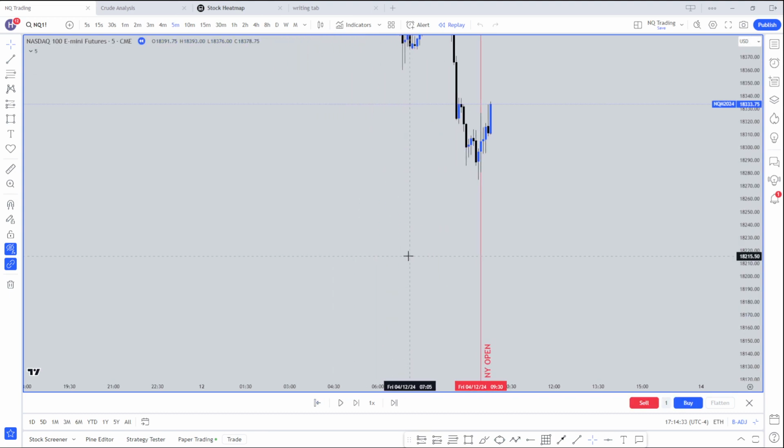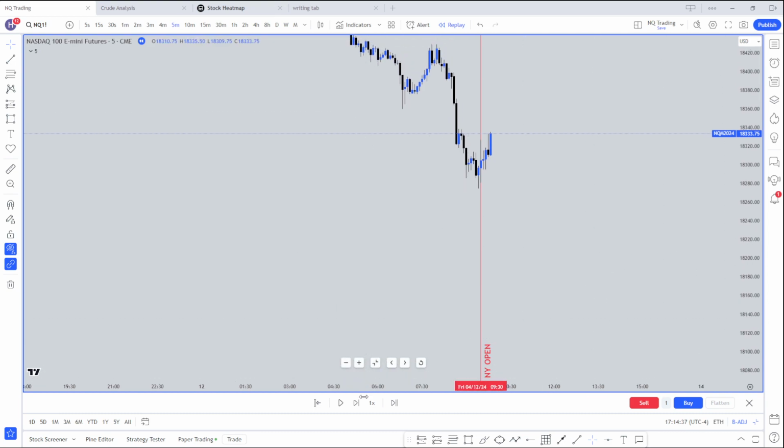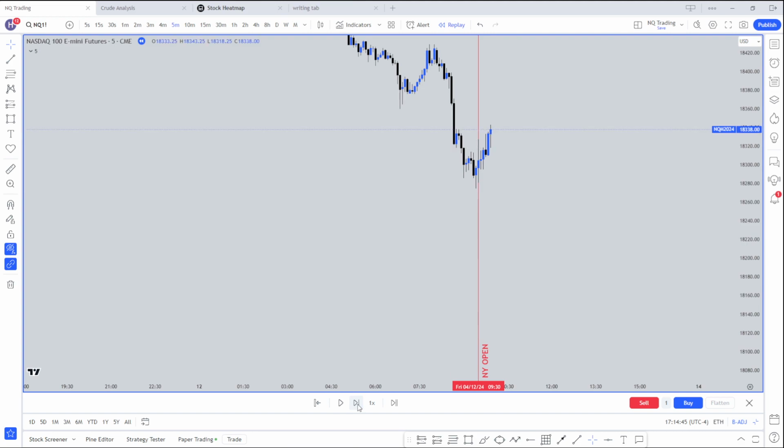You don't have to be a rocket scientist to trade. Okay, there we are. New York Open, 5-minute chart, the NASDAQ. And so there we go. What do we have here? We have a lower low, right? Yeah, let's get rid of that. We have a lower low.